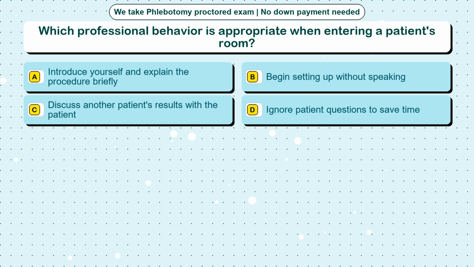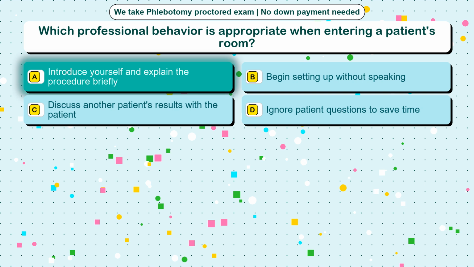Question 87. Which professional behavior is appropriate when entering a patient's room? Option A. Introduce yourself and explain the procedure briefly. Option B. Begin setting up without speaking. Option C. Discuss another patient's results with the patient. Option D. Ignore patient questions to save time. The correct answer is option A.